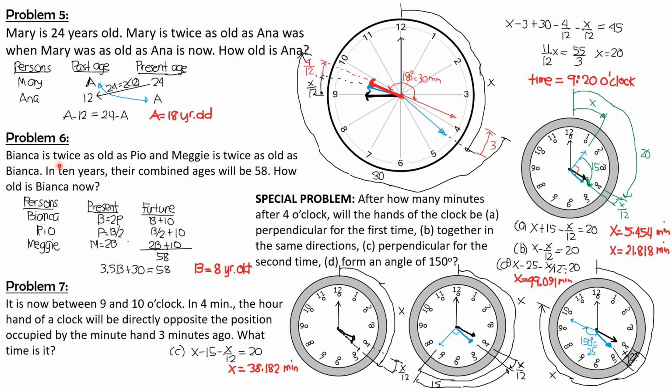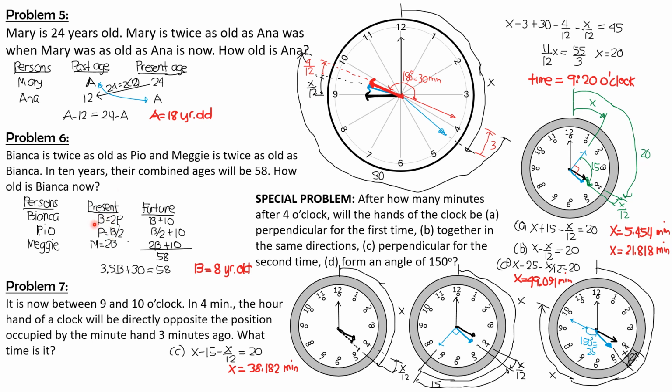Number 6. Bianca is twice as old as Peo, and Maggie is twice as old as Bianca. In 10 years, their combined ages will be 58. How old is Bianca now? So these are the three persons involved, and their present ages. Let's just call Bianca's age B, because we're asked to determine Bianca's present age.